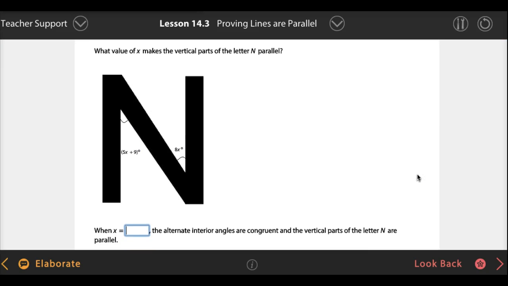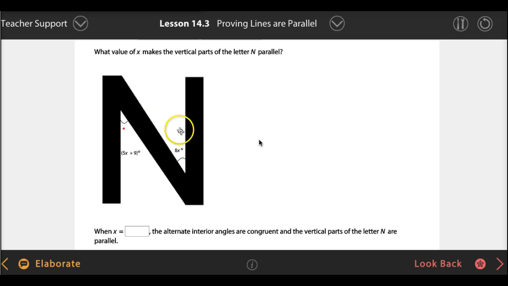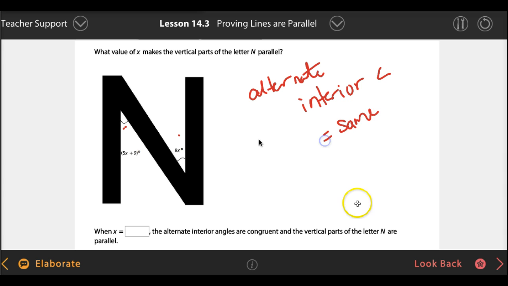Ooh, this is a very interesting one. What value of x makes the vertical parts of the letter N parallel? So we're trying to figure out if this line over here and that line over here are parallel. So this is more of my favorite question that I would give you on the test, right? Because what kind of angles are these two? They are alternate interior angles. Alternate interior angles, and what that means is they measure the same.